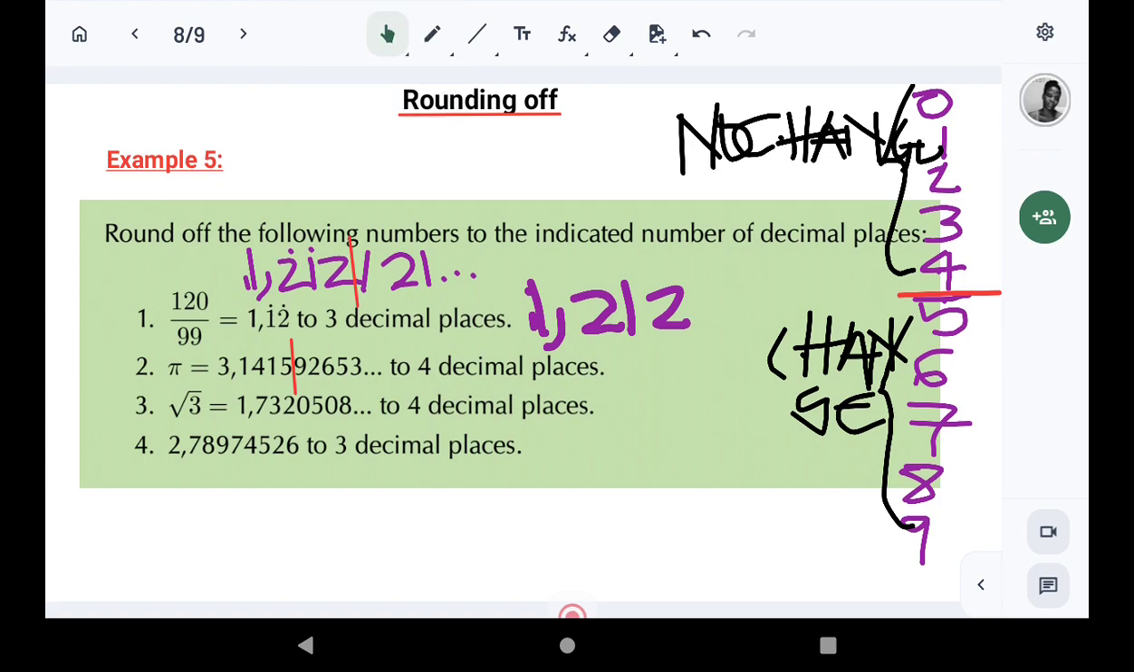Now you go, what do I have to the right of the line? 9. It falls under the change zone, so that means I increase this one, number 5, by 1, so it becomes 6. So that becomes 3.1416.